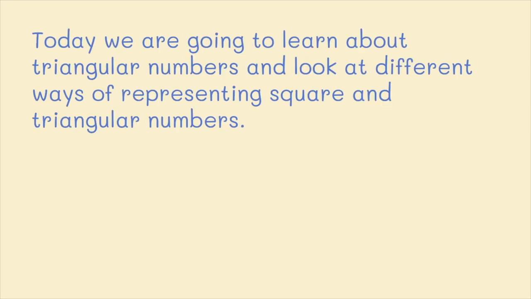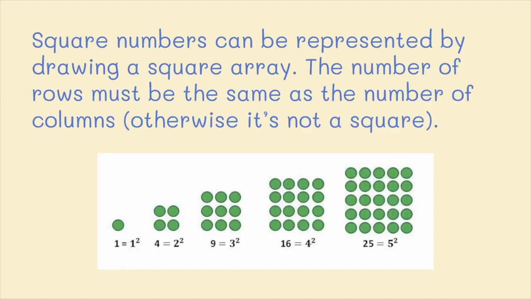Today we're going to learn about triangular numbers as well, and look at different ways of representing square and triangular numbers. Square numbers can be represented by drawing a square array. The number of rows must be the same as the number of columns, because otherwise it's not a square, right? So here are the first 5 square numbers drawn into square arrays.